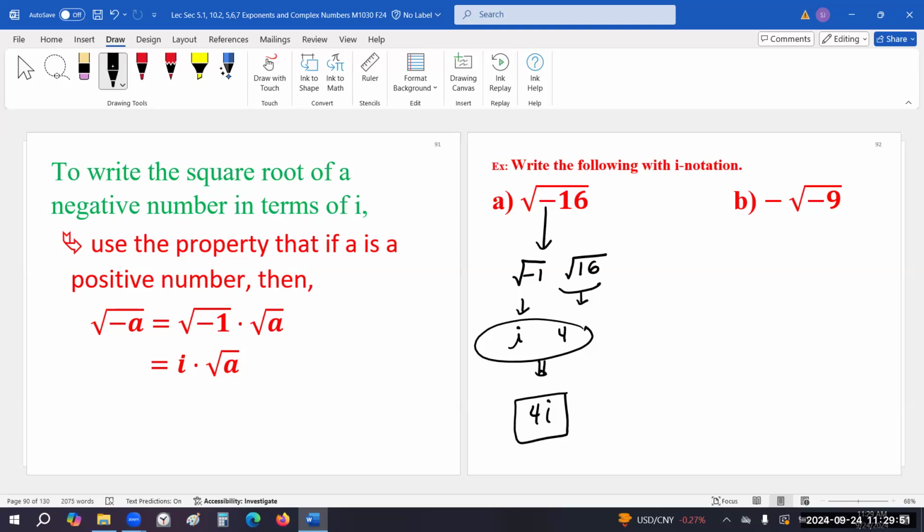So this is the details. Once you have confidence about all the steps, you don't need to show the details. You can simply write 4i. Because even though it's 4i, it's not a real number. What do you think about the next one? What will be the answer for the next one?